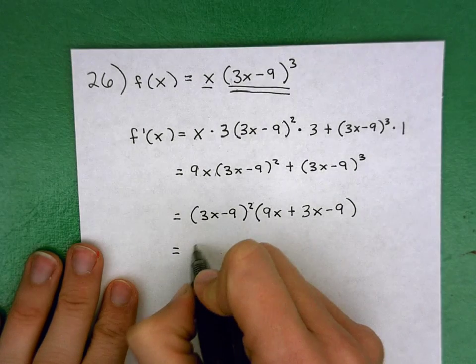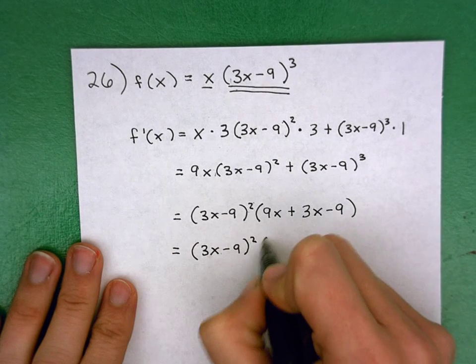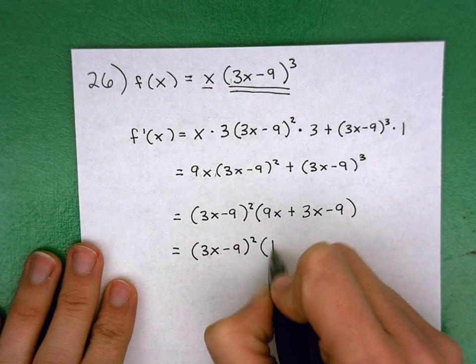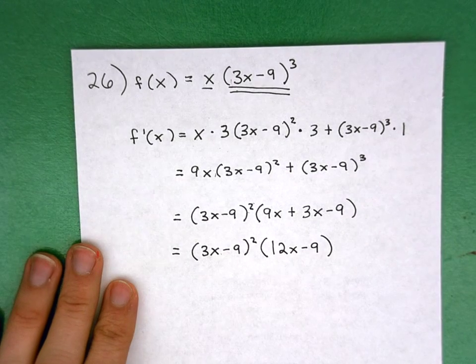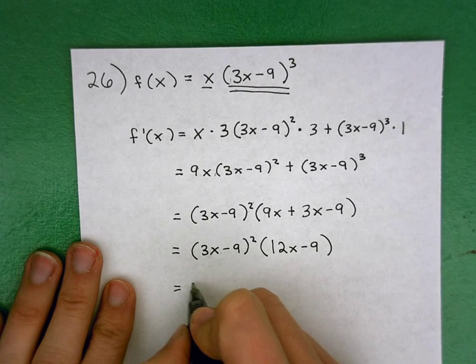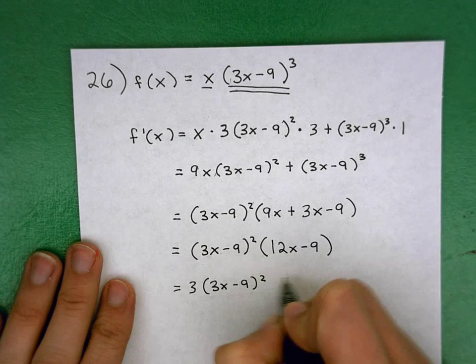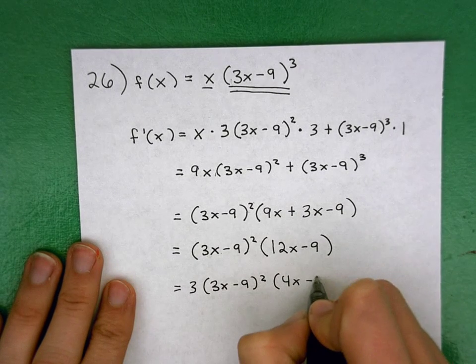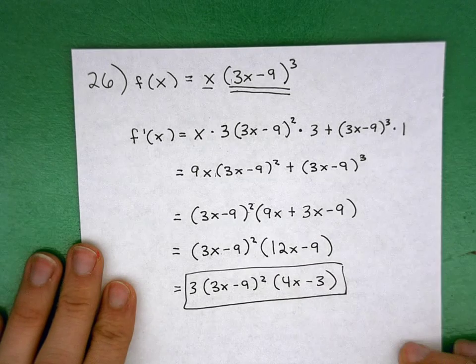So then cleaning this up a little bit, 3x minus 9 quantity squared, 9x plus 3x is 12x minus 9. I'm looking here, I realize, you know, I could factor out a 3 here as well. So I'll go ahead and do that, which would leave me with 4x minus 3. So there's product rule.